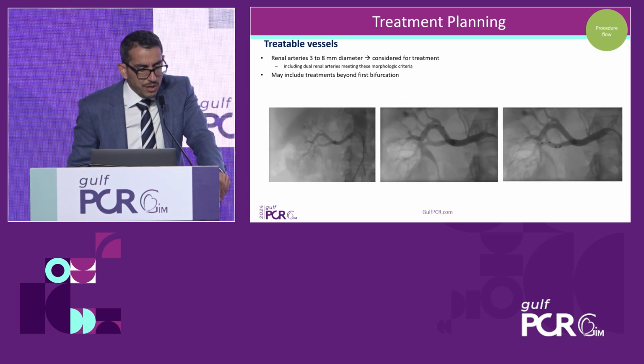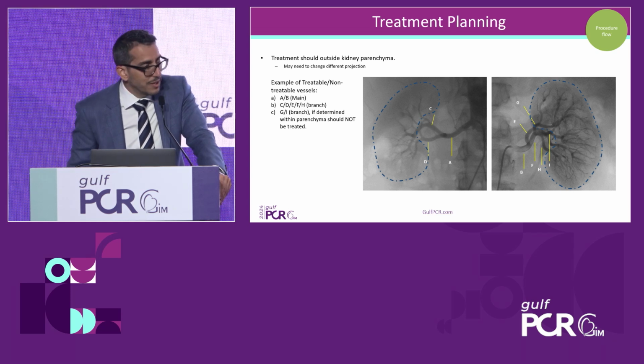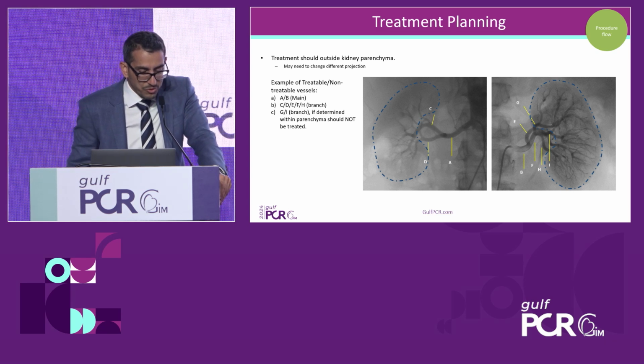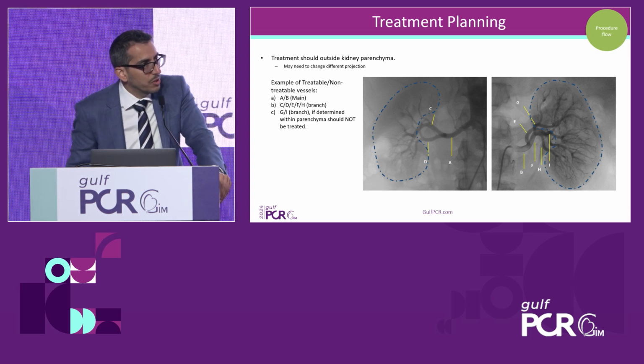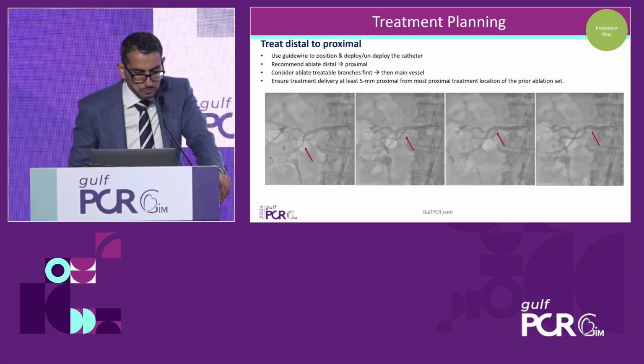The arteries that are treatable are essentially those that are between 3 and 8 millimeters in diameter, and these are what you're going to consider for treatment. This does include the dual renal arteries, accessory arteries, and arteries at bifurcation points, so not just the main artery itself. The treatment should be outside the renal parenchyma. It's helpful to have a selective shot of your kidney at an angle where you can actually see the parenchyma, so you can really understand how distal you should go, because you want to avoid ablating inside the parenchyma itself. And again, as we mentioned, go distal to proximal.